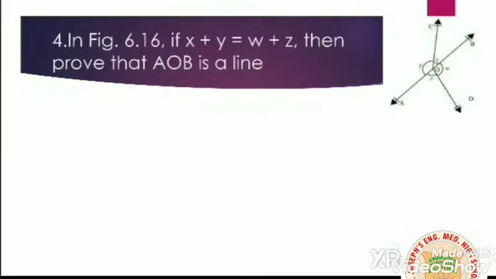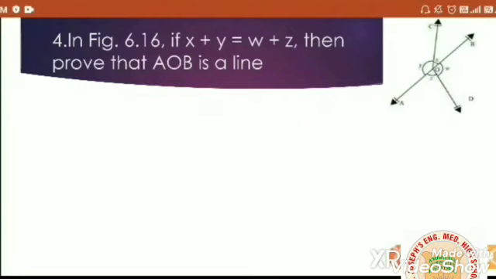The next question is, in figure 6.16, if x plus y is equal to y plus z, then prove that AOB is a line. See, in this they have given this plus this is equal to this plus this.